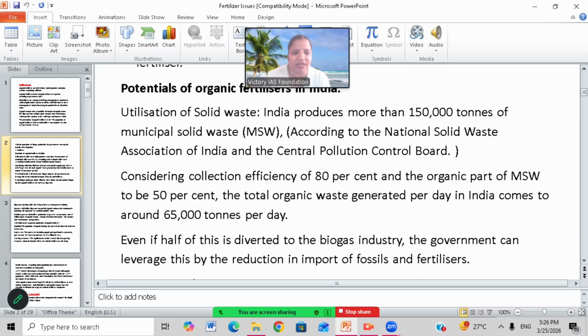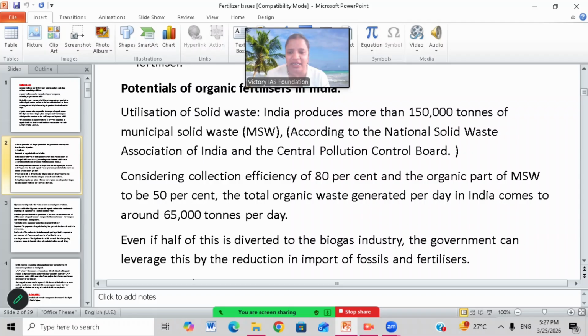Considering collection efficiency of 80% and the organic part of MSW to be 50%, total organic waste generated per day in India comes to around 65,000 tons per day. So there are problems in the efficiency of collecting and segregating the waste, and the organic part is also different. Plastic waste will be there, electronic items will be there, and those will be taken out of the total waste. Then organic waste will come to only 50%, and it comes to 65,000 tons per day.